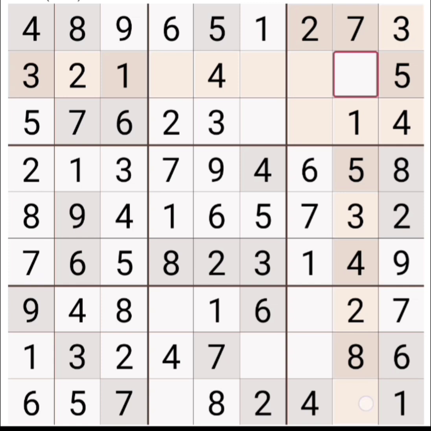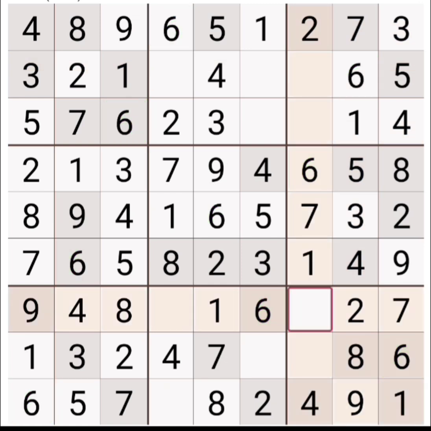Now let us complete the second last column, that is the 8th column. In this column, 7, 1, 5, 3, 4, 2, 8 are there. Only 6 and 9 are missing. So in this cell, we cannot fill up 6 because 6 is there in the same box and in the same row. So we'll fill this cell with the 9 and this cell with 6.